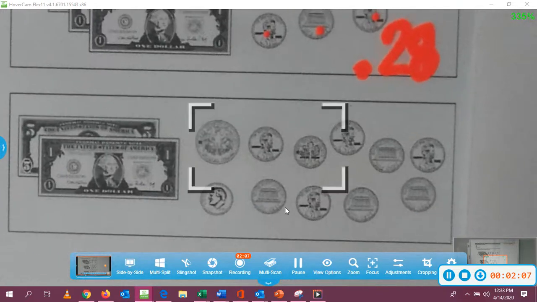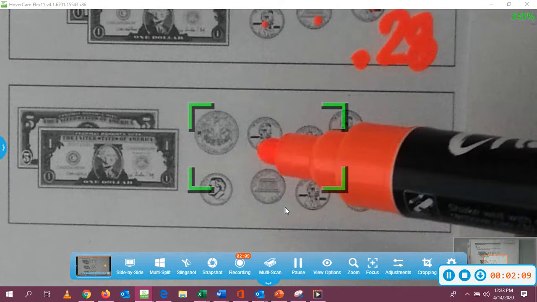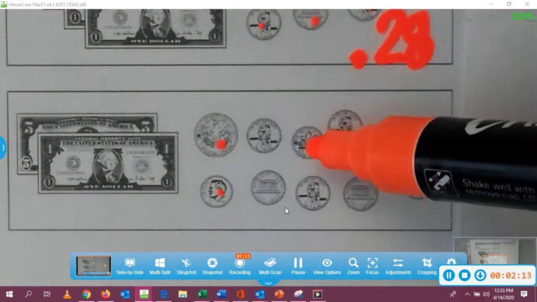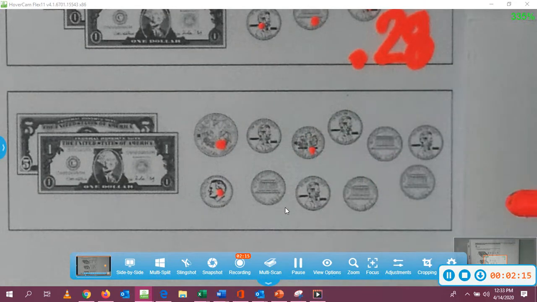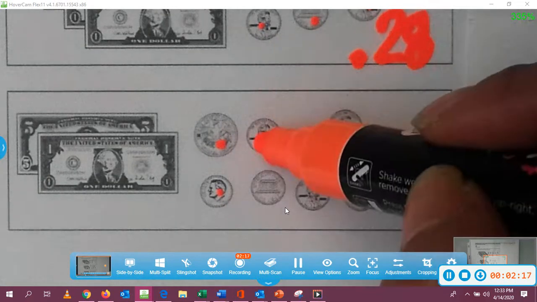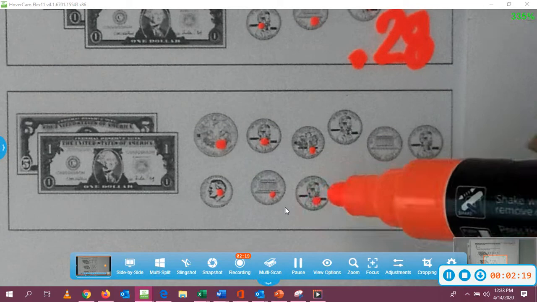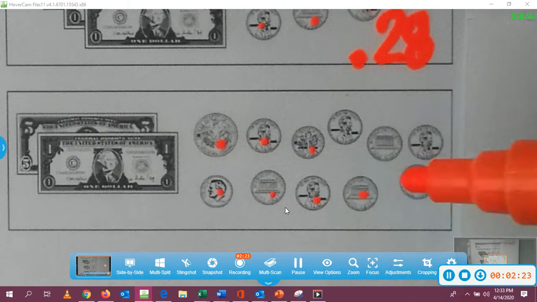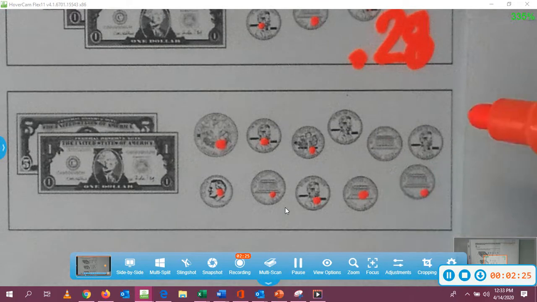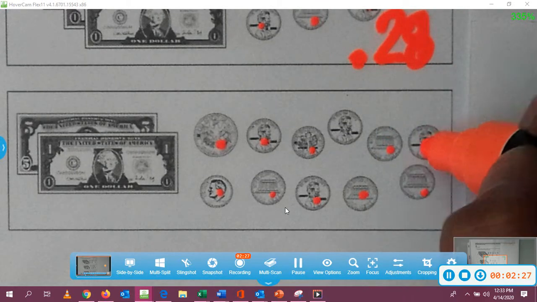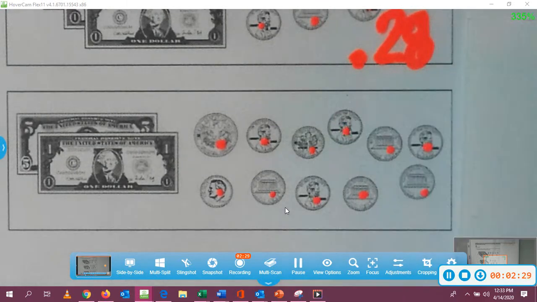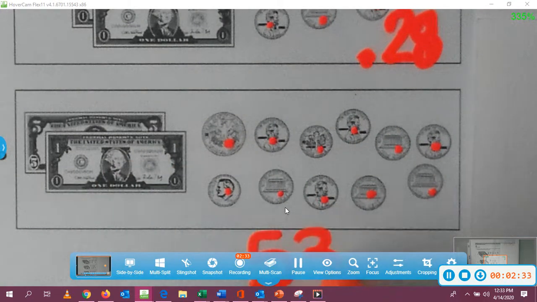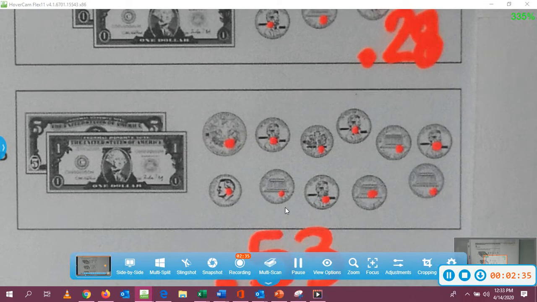This set of coins, let's count. 25, 35, 45, okay, that's all. 46, 47, 48, 49, 50, 51, 52, 53. This set of coins represents 53 cents.